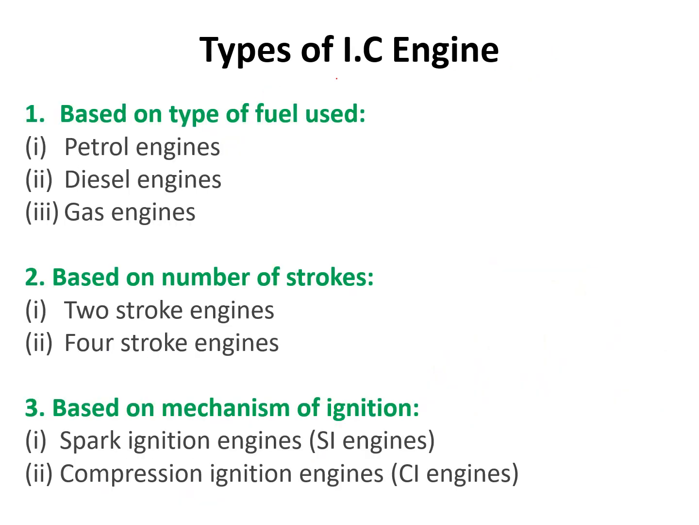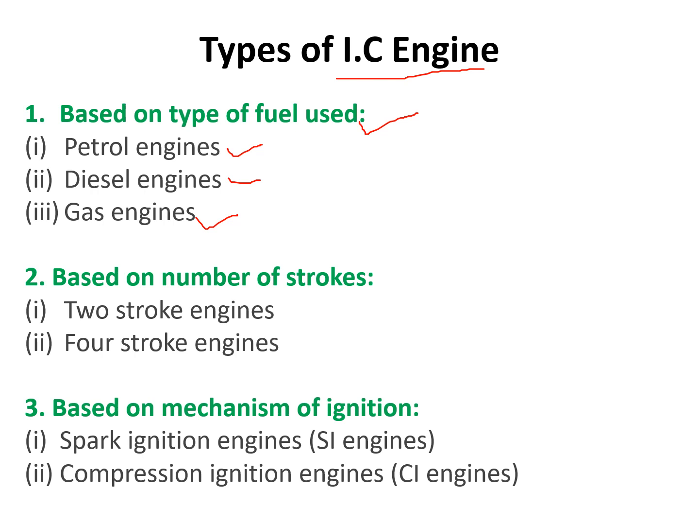Now, as I already told you, in the IC engine the combustion is inside the cylinder. Again, we have different types of IC engine. Here I take this main classification. The first one is based on the type of fuel used. So it is petrol engines, diesel engines, or gas engines. This means what type of fuel you are using, what type of fuel actually ignites inside the cylinder, the combustion of that particular fuel.